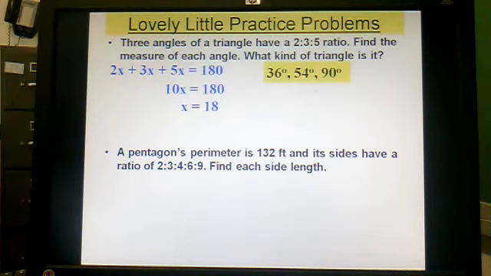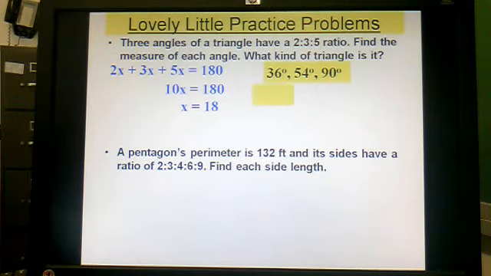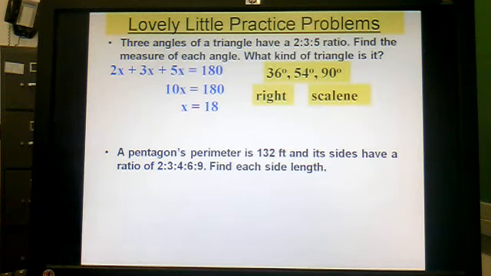And of course I'm looking for two words here. What kind of triangle is it? So it's a right triangle. That's one adjective that describes it. And then in terms of side lengths, you don't know the actual side lengths, but you know that none of the angles are equal, which means it must also be scalene. So hopefully that made sense.